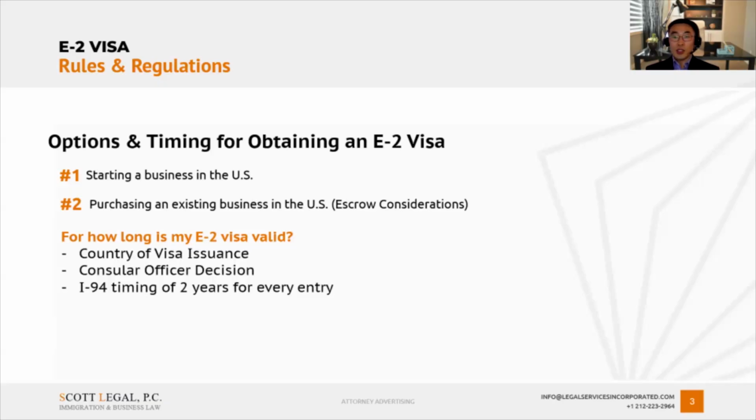And for the E2 visa, CBP officers usually give only 2 years of duration of stay every time you re-enter the United States. So that means even if you have 5 years of E2 visa on your passport, you may need to make international travels at least a couple of times to renew your I-94 duration. So it is very important to check your I-94 every time you enter the United States.